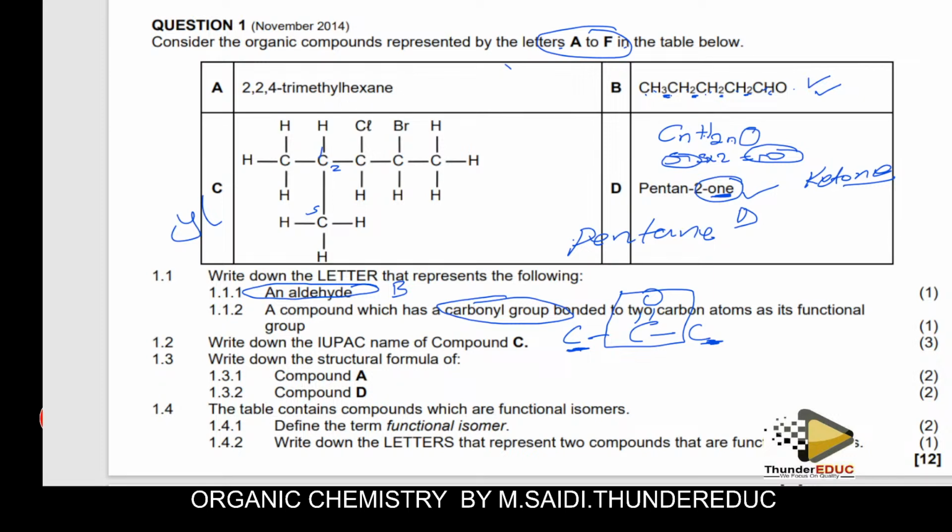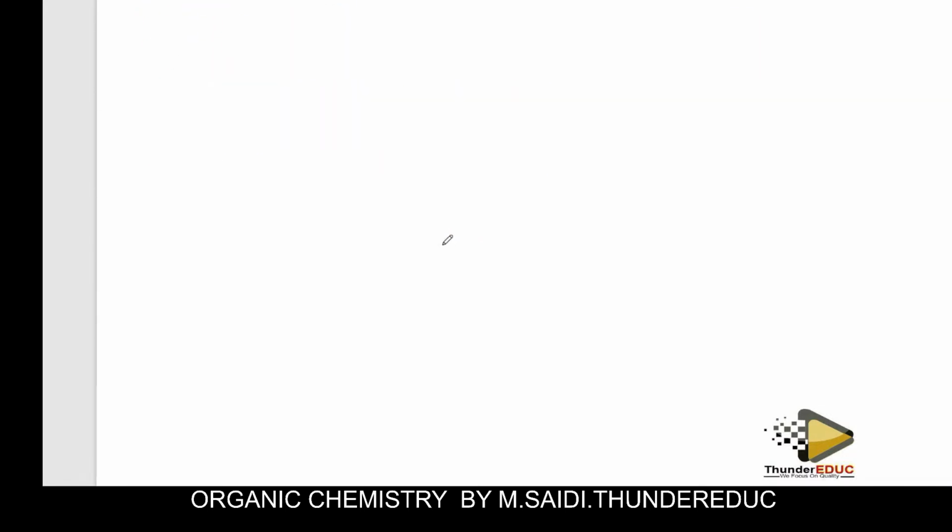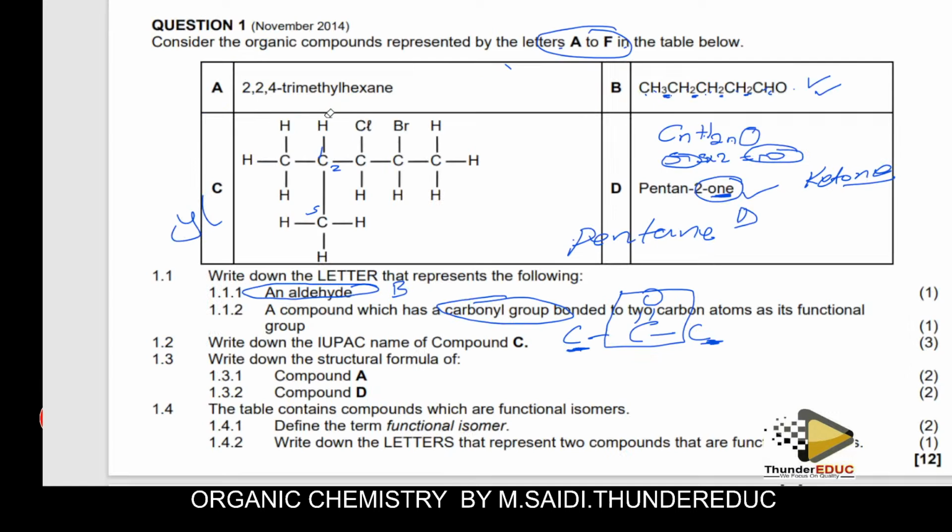So it is 2,2,4-trimethylhexane. They said 2,2,4 tri-methyl what? Methyl, trimethyl, hexane.